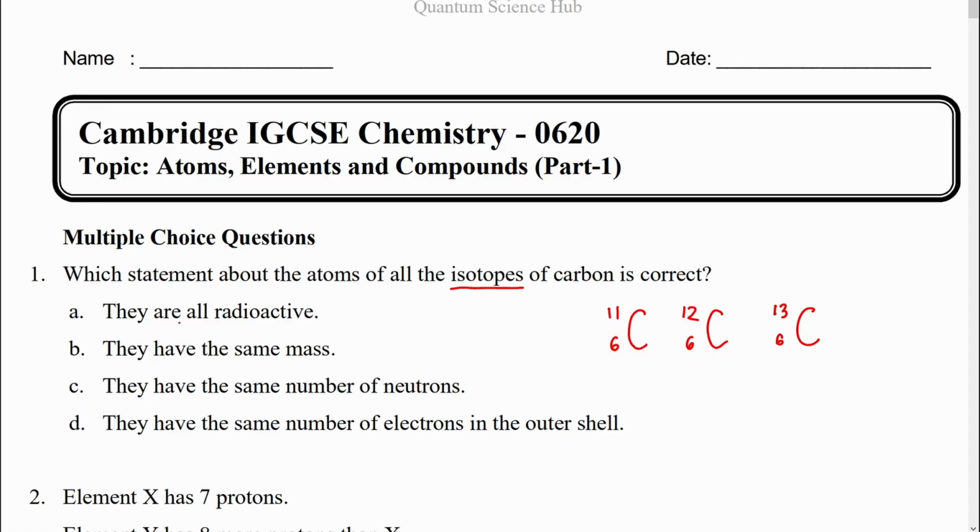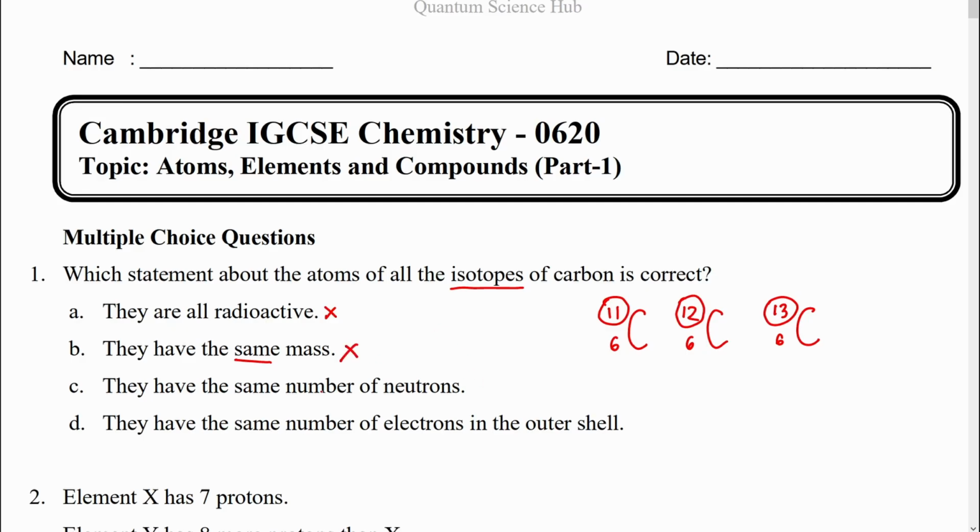They are all radioactive. Of course, wrong, right? Because carbon is a non-metal and it is not radioactive, so it's wrong. They have the same mass. Okay, in here you can see the mass of the first carbon is 11, the second carbon is 12, and the third carbon is 13. So of course, they will have different mass numbers. So this one is also wrong.